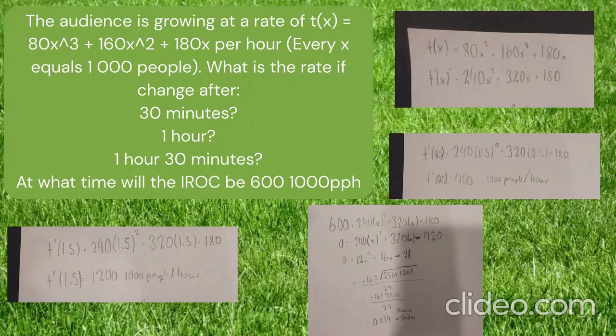What is the rate of change after 30 minutes, 1 hour, and 1 hour 30, and at what time would the IROC be 600 per 1,000 people per hour? Let's find all of these right now.